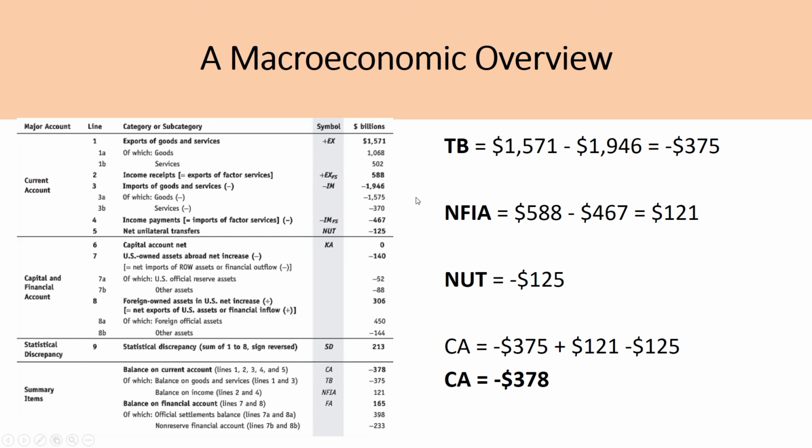For net factor income from abroad, we have our income receipts, so the exports of factor services, which is 588, and then we have our imports of factor services of 467, for a net factor income from abroad of 121. And then our net unilateral transfers, being a developed market, was negative. There are a lot more people sending out money, largely made up of remittances, and so it was also negative 125. So by summing these three numbers up, we get a current account balance, a deficit of 378. And that's also represented right here, the current account, CA equals negative 378.